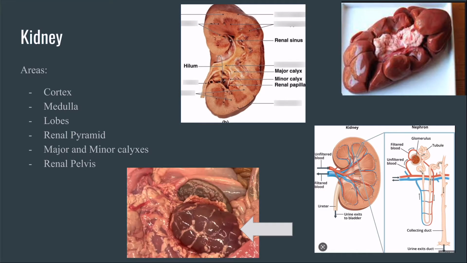The urinary system works to store and separate urine from the blood. First, we're going to talk about the kidney, which in this photo from our dissection, you can see is multilobar, and you can see the lobes here.